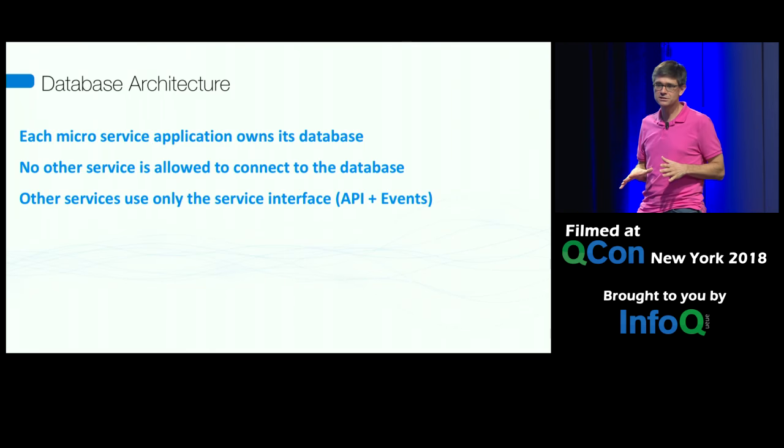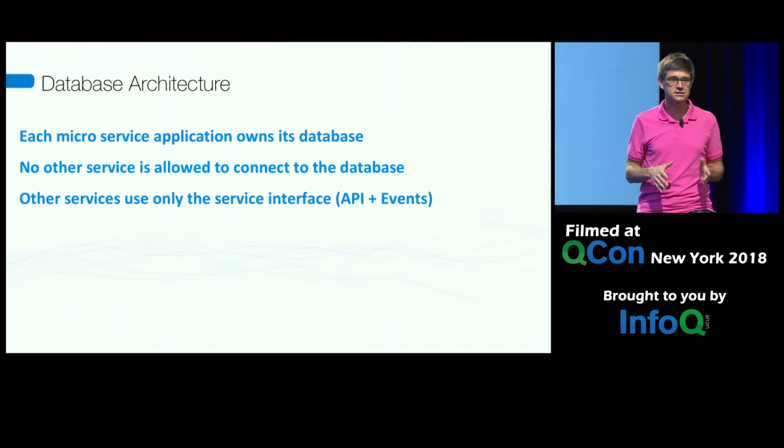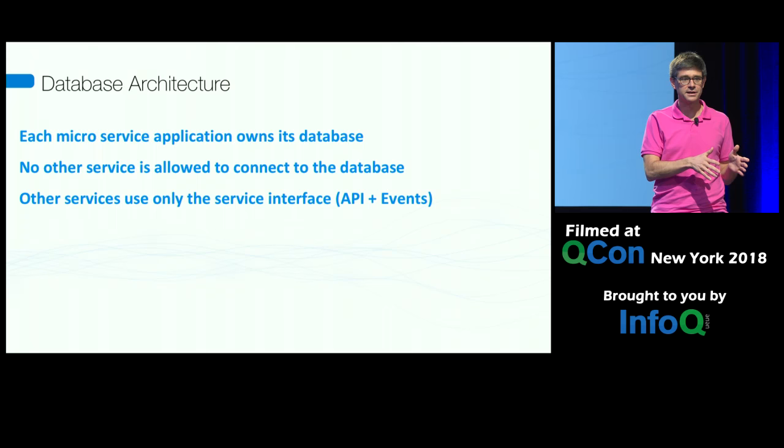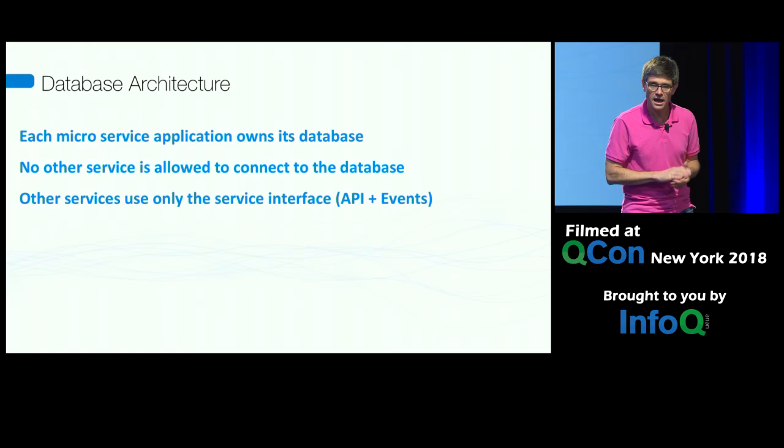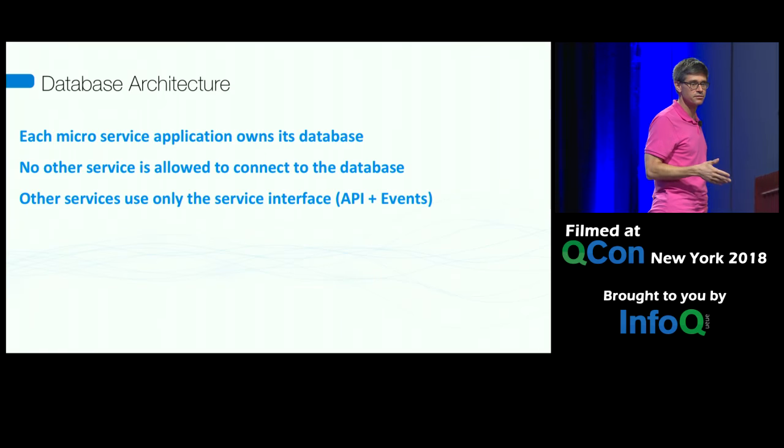First, each microservice application owns its own database. The way we run this is if you need a database, you get a database, and that database belongs to the service. No other service is allowed to connect to that database. It is private. The database is not part of a microservice's interface. Every other service communicates with the service either through the API or through events.